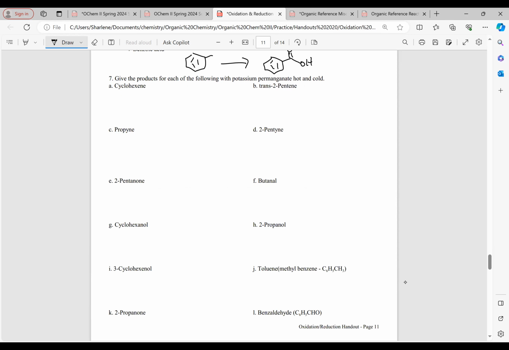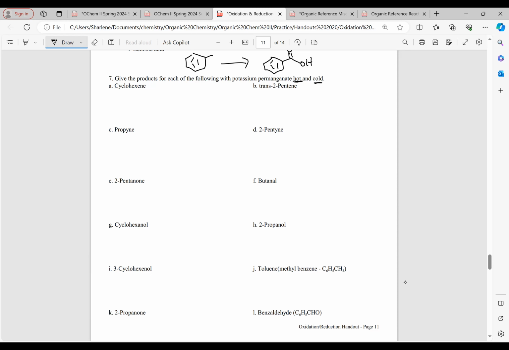Oh, look, I give you a whole bunch of examples right here. The difference is you're going to show hot and you're going to show cold, but some of them don't matter. Specifically, like the alkynes, hot and cold would give you the same product, but for some of them it does matter. So let's take this one. Wow, they're all pretty basic.